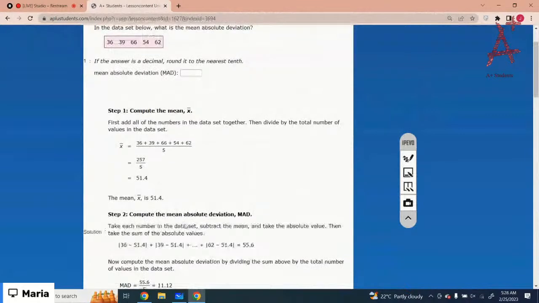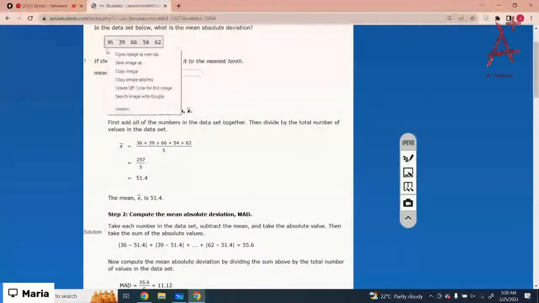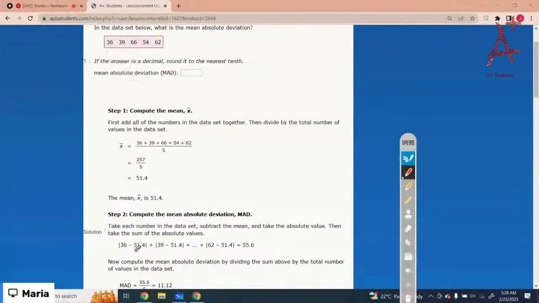Take each number in the data, subtract the mean, and take the absolute value. The first one is 36. You have to select each value in the data set and subtract it from the mean. 36, you have to do 36 minus 51.4. Then the second number, 39 minus 51.